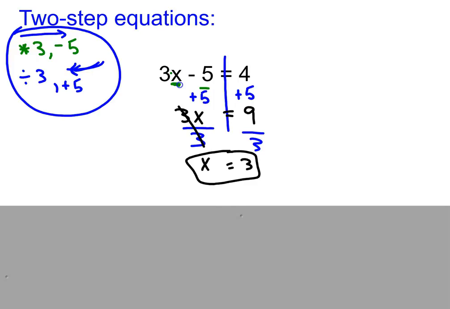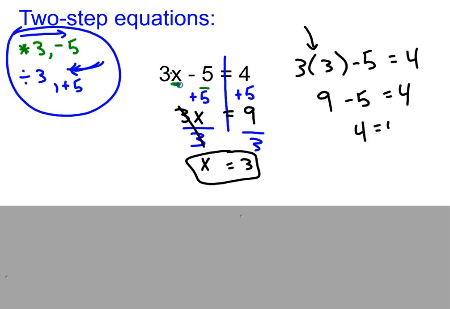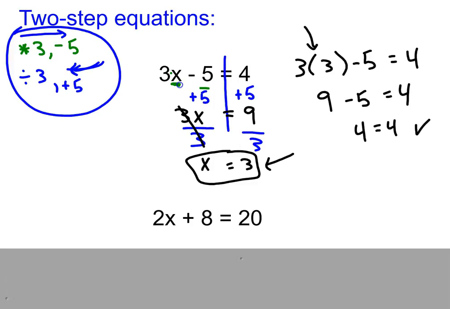You can double check your answer, which is encouraged, by plugging in that value to see if it works. 3 times 3 minus 5, just to check if you do get 4. So here this is 9 minus 5, and you do get 4 equals 4. So this must be your solution. Let's go to another example.